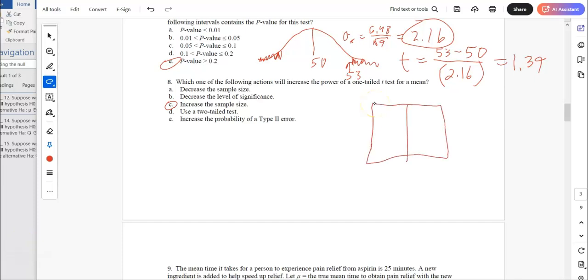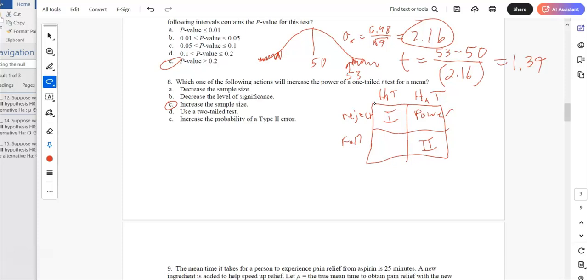So just real quickly, it's really good to know this one. This is reject. This is fail to reject. This is null is true. This is alternate is true. So this is type 1. This is type 2 error. Those are incorrect decisions. Power is correctly rejecting the null.